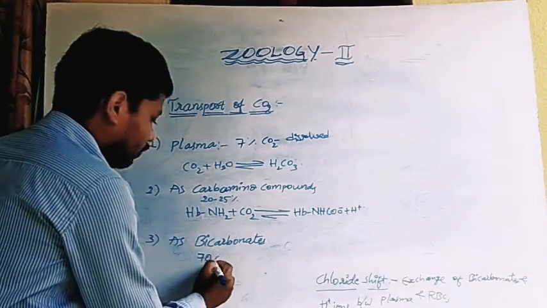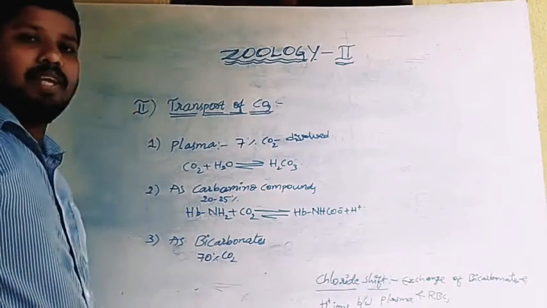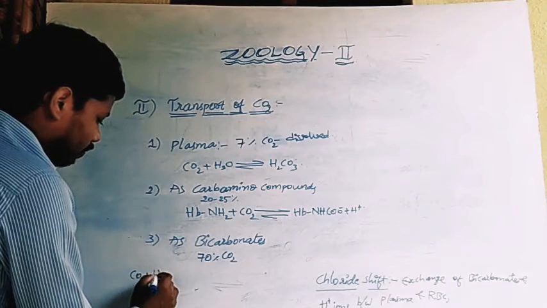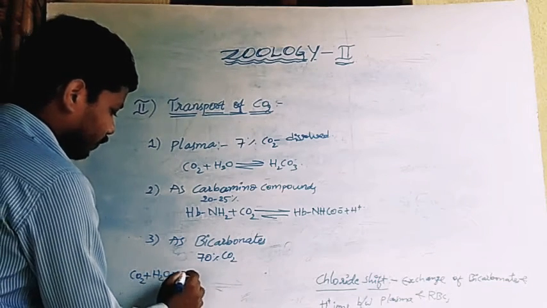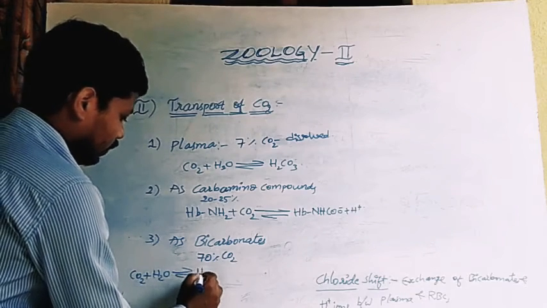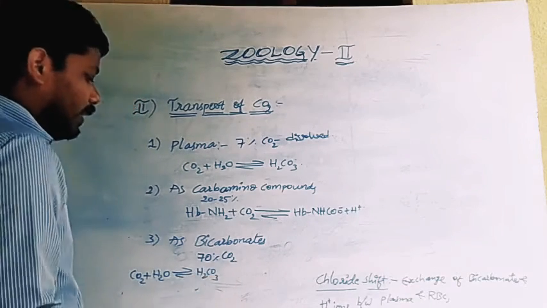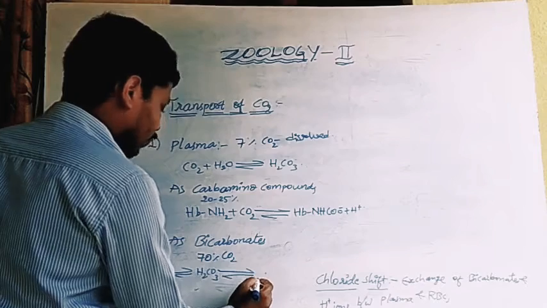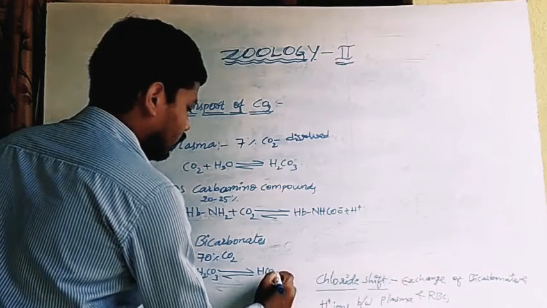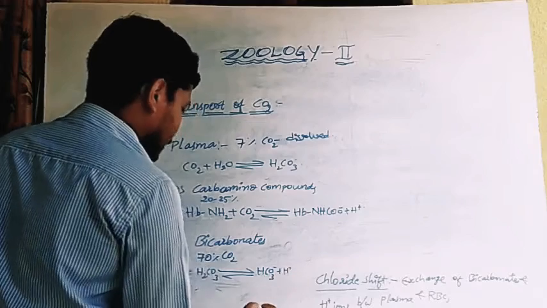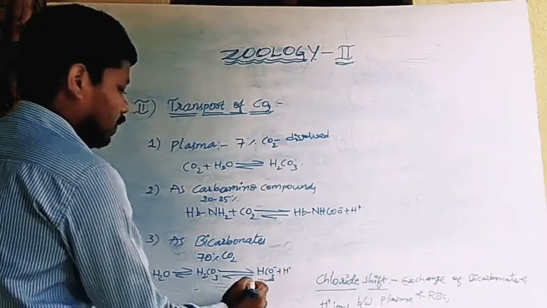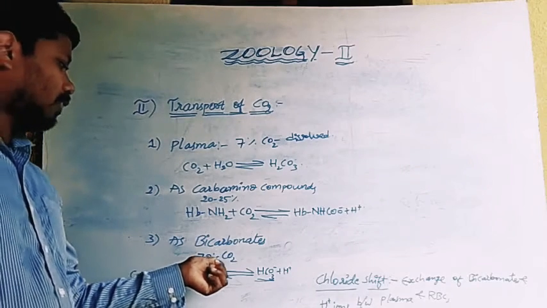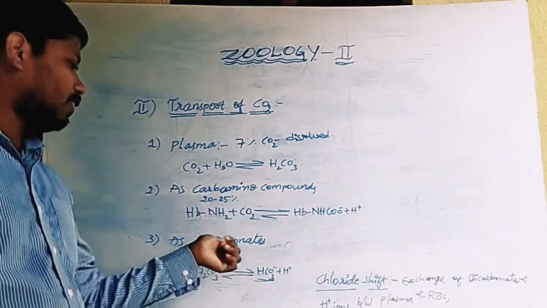Next, carbon dioxide transported as bicarbonates. Here carbon dioxide combines with water molecules and forms H2CO3, carbonic acid. It then forms bicarbonate. About 70% of carbon dioxide is transported as bicarbonates.